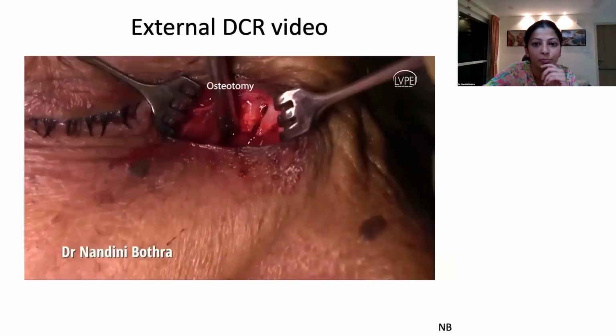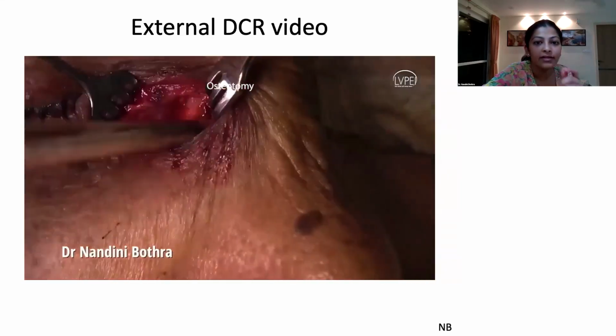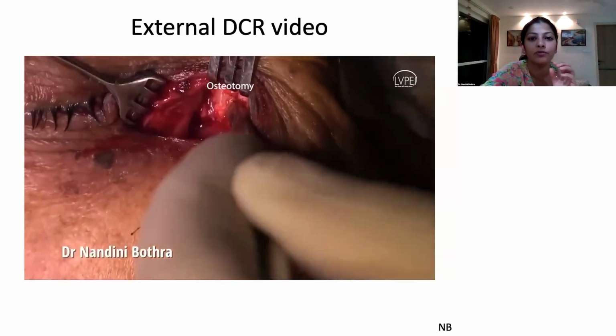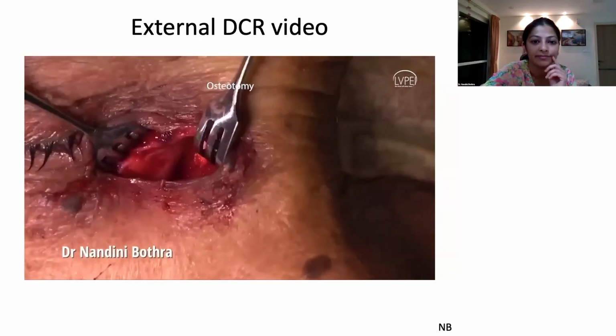And what is your endpoint superiorly? Until your entire sac fundus is free of any bone that is in front of it.